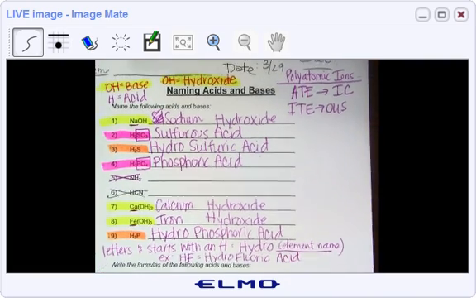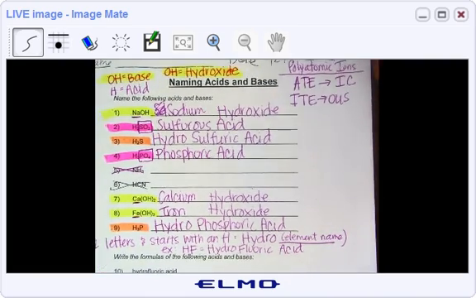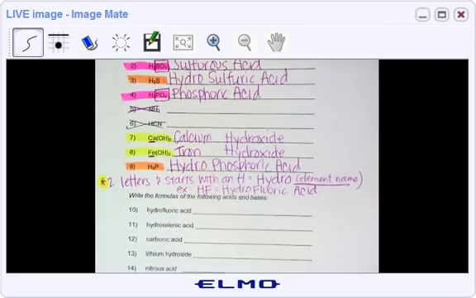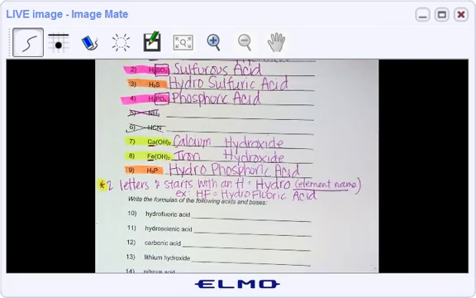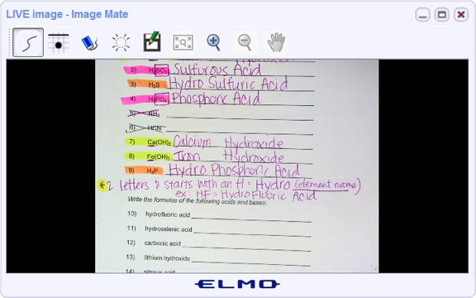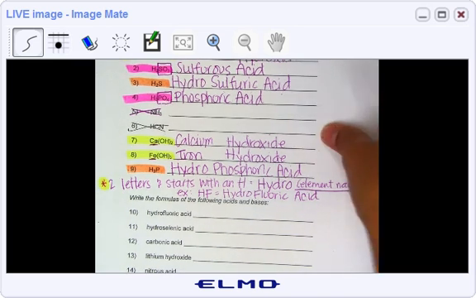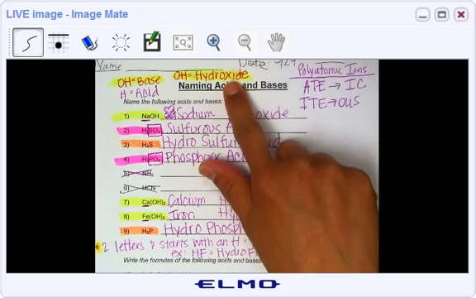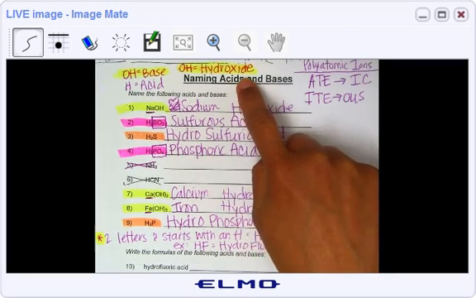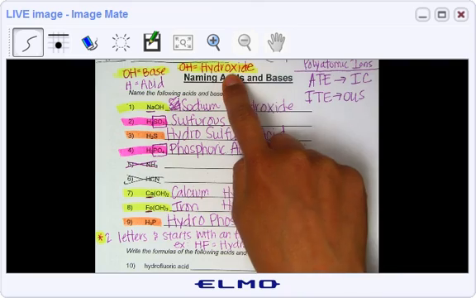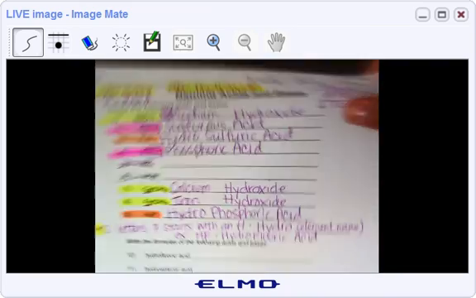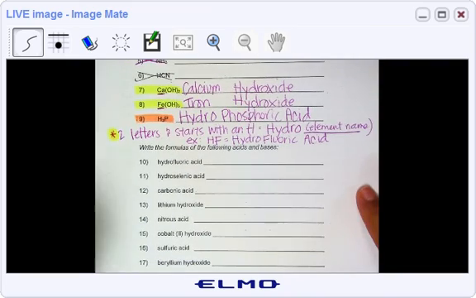Okay, let's move down a little bit. So now we're going to do the opposite. We are going to write the formulas for the following acids and bases. So again, let's identify the bases because they're the easiest. So OH means hydroxides, and OH is a base. So anything that has hydroxide is a base. So let's find those first.